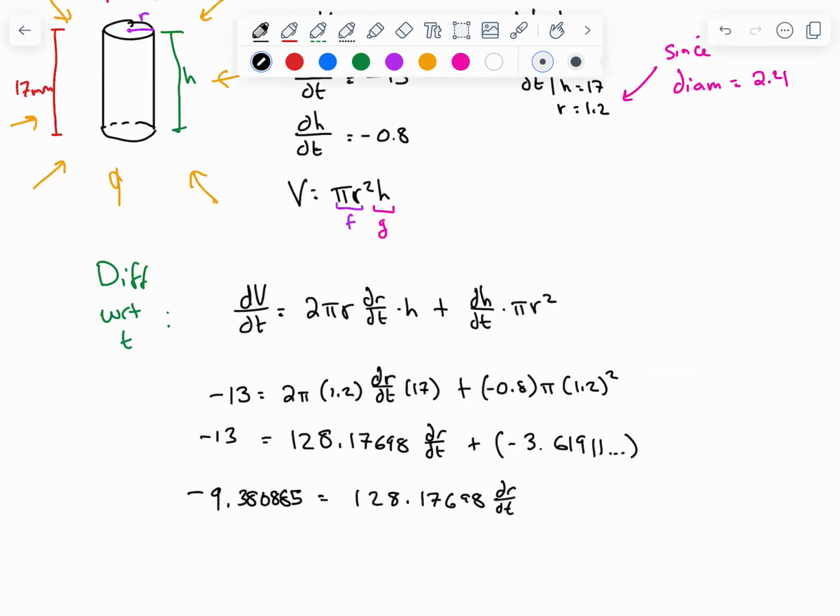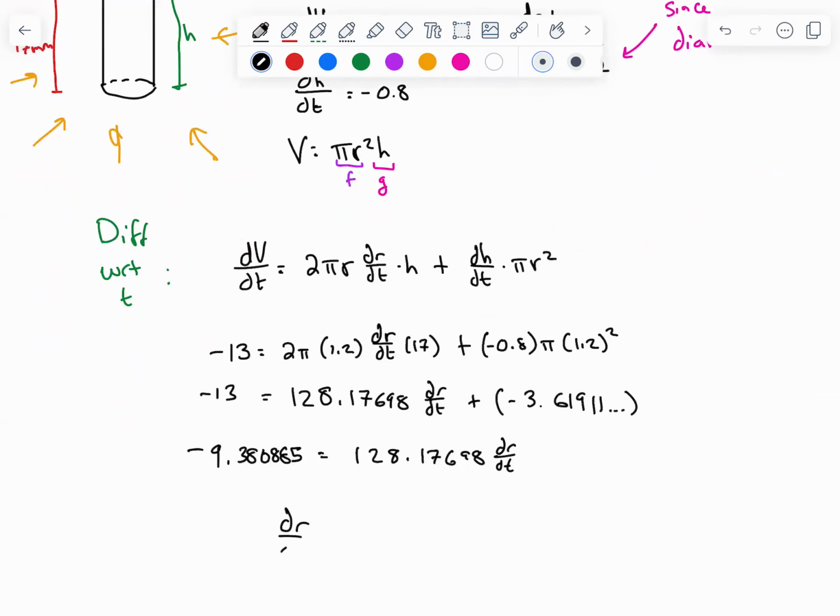So dividing that by 128.17698 gives us that dr/dt is negative 0.0731. So approximately negative 0.07 millimeters per second.